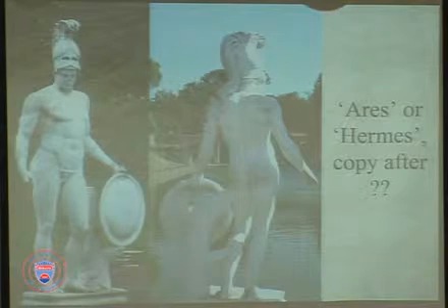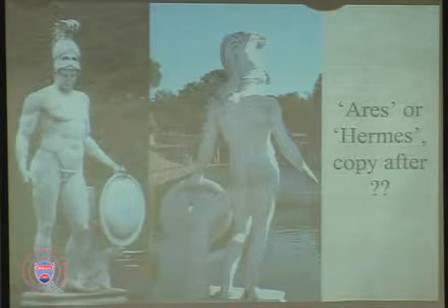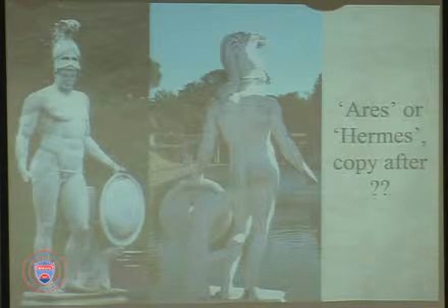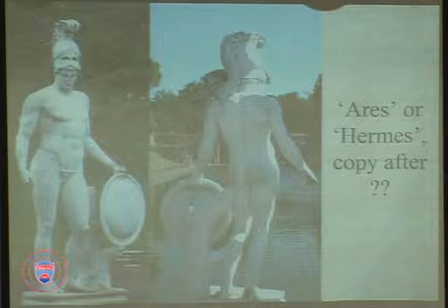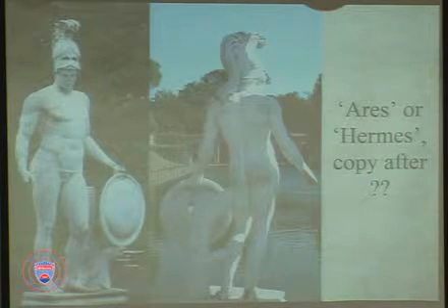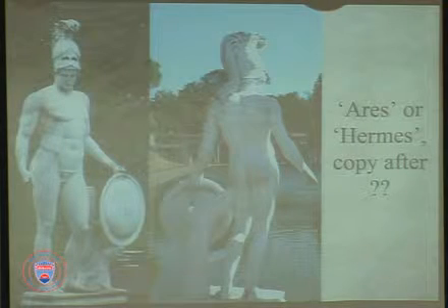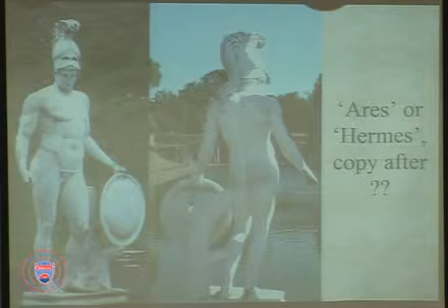And then we have Ares or Hermes. It's clearly a copy of a classical Greek sculpture. We don't know who made the original, but there's no doubt about its inspiration. Hadrian, Graeculus. He likes all things Greek. He likes to have his private little home surrounded with as many Greek-type objects as possible.